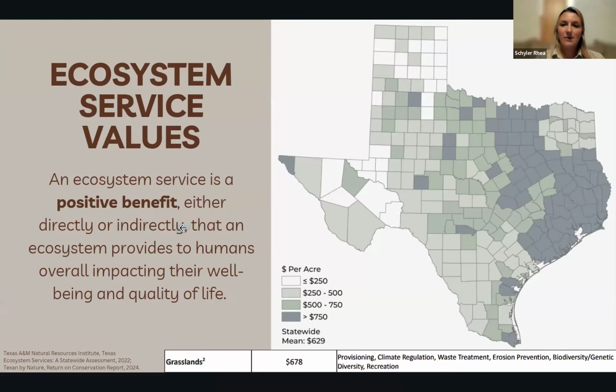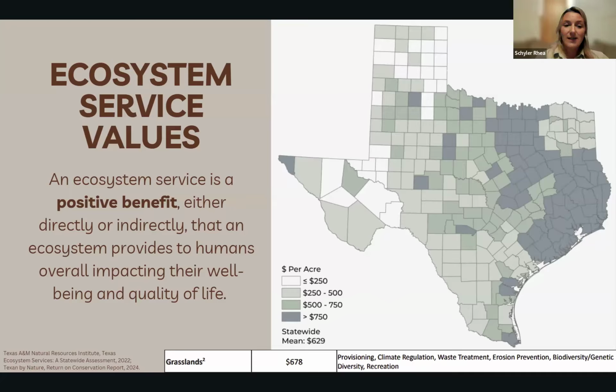So I did give Michelle these attachments, which she provided. Both of these are through a couple resources. Texas A&M Natural Resources Institute did an ecosystem service values study throughout the state of Texas on different ecosystems. And as you can see, statewide, there was a mean average of $629 per acre per year of what is provided in ecosystem service values, which can add up pretty quickly, especially when we're talking about large acreage.